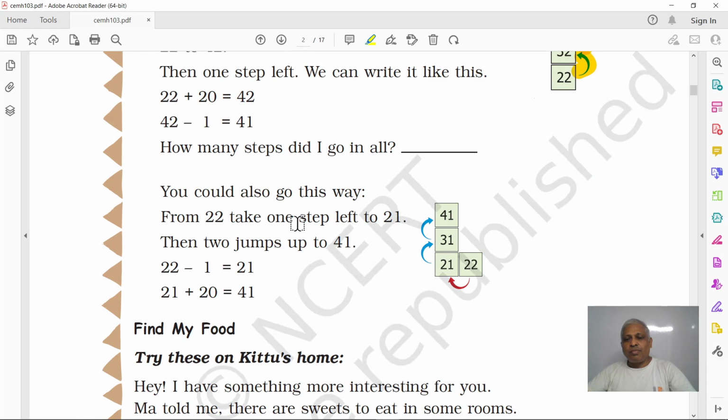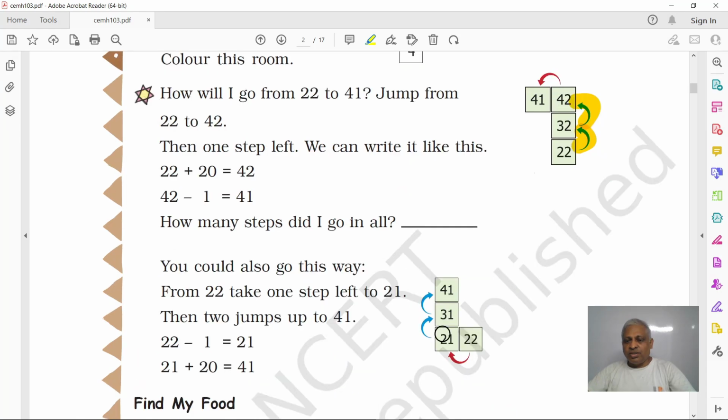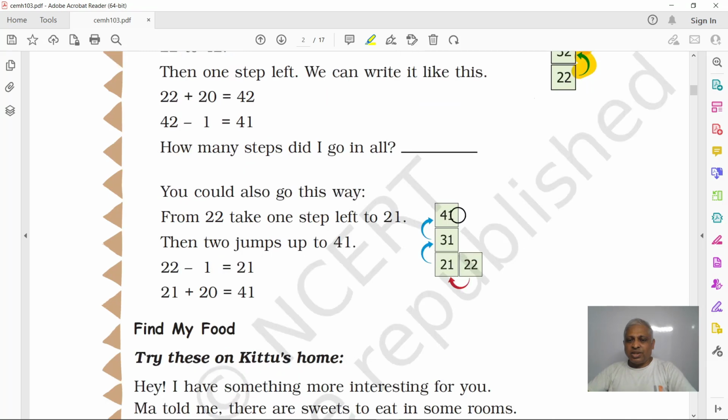Now, there is another way. From 22 travel to 21. One step above, one step above. Right? So this is another way to reach 41.